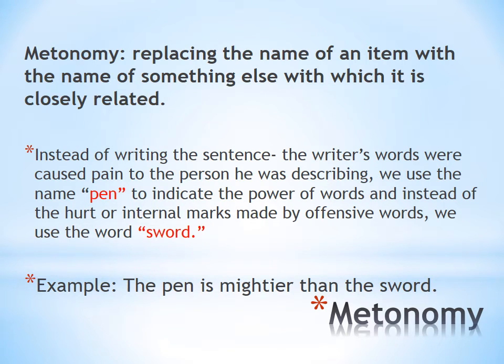Metonymy is replacing the name of an item with the name of something else with which it is closely related. So, the writer's words, we're going to replace instead of the writer and what he's writing, with the word the pen. And what happens with these words, sometimes they actually cause pain to someone. We're going to talk about it as if it's a sword. So the pen is mightier than the sword.